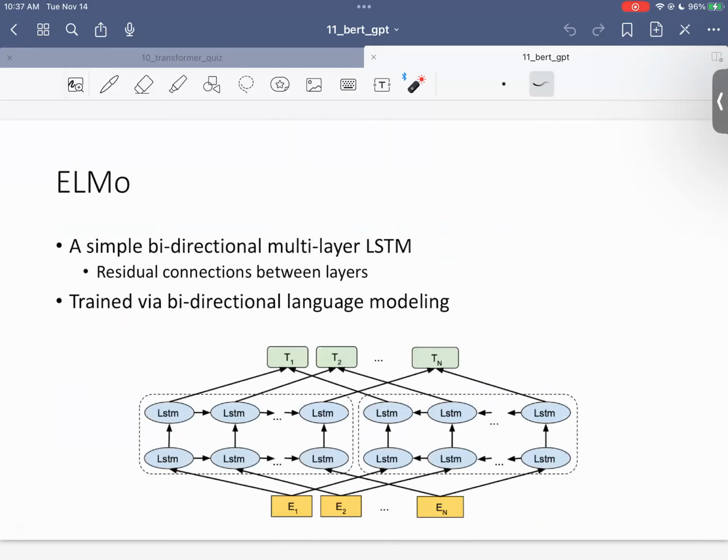The architecture is pretty simple. It's just a bidirectional multi-layer LSTM. Bidirectional means there's one stack of LSTM that goes forward and another stack that goes backward. We learned about bidirectional RNN, right? And it has multiple layers, layer 1, layer 2. I'm not sure how many layers it used, but in this depiction it uses 2 layers.